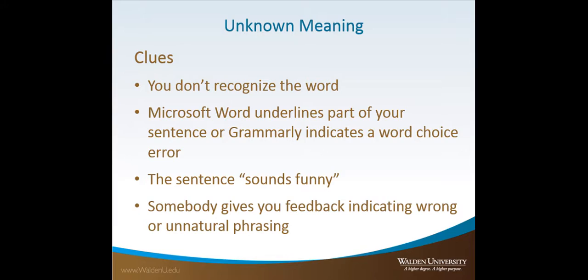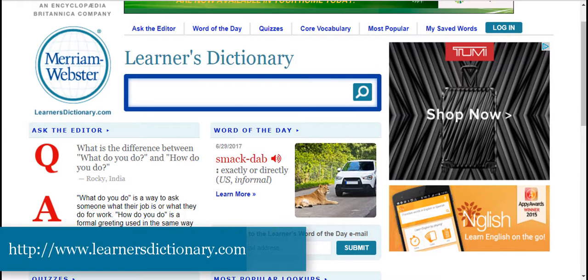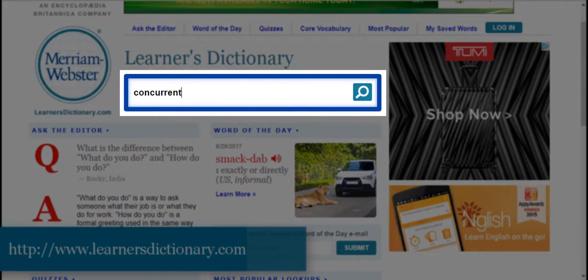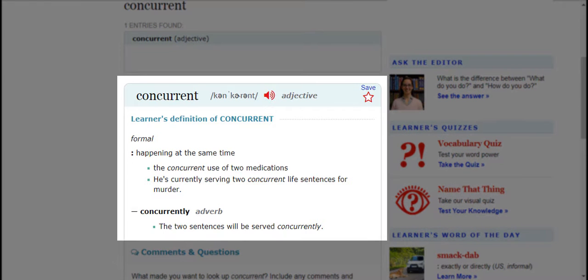Let's take a look at what we can find out from an online dictionary entry. I'm going to start with Merriam-Webster's Learner's Dictionary Online. This dictionary is helpful because it provides simple definitions and explanations. I'm going to look up the word concurrent. As I read through the entry, I see various pieces of information.